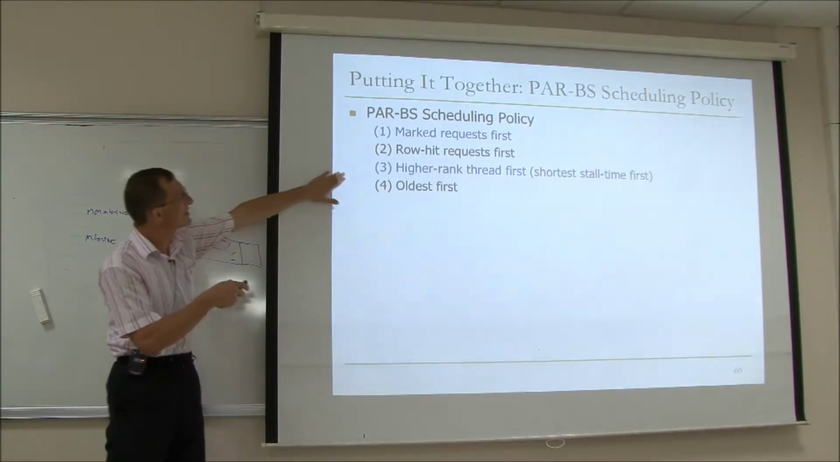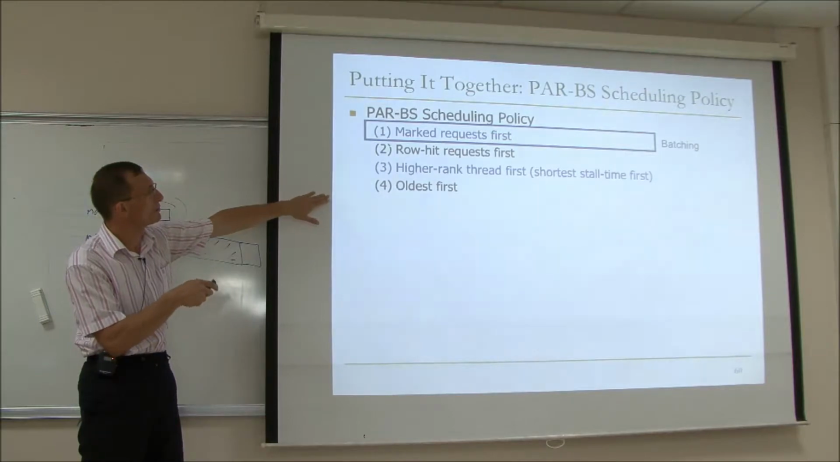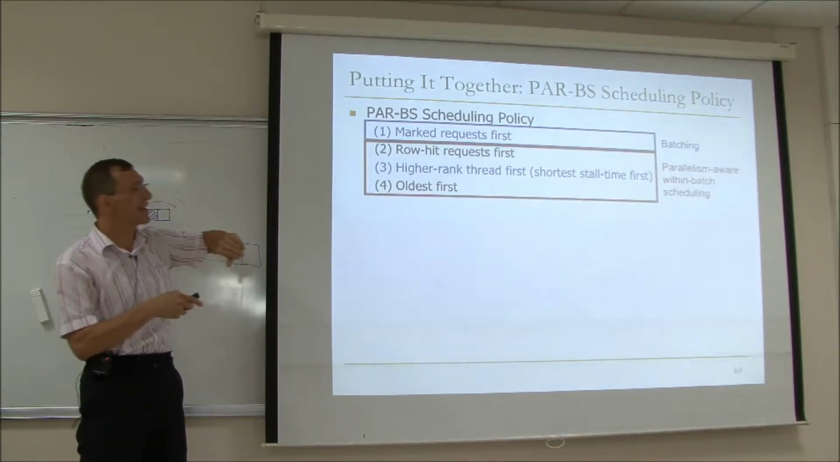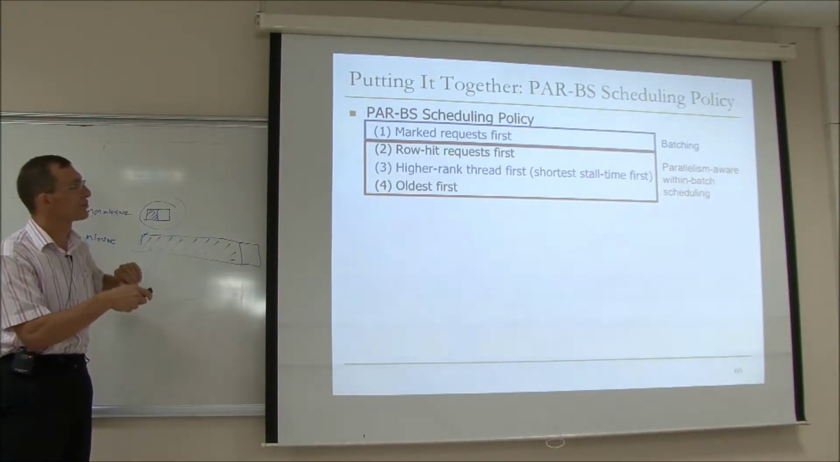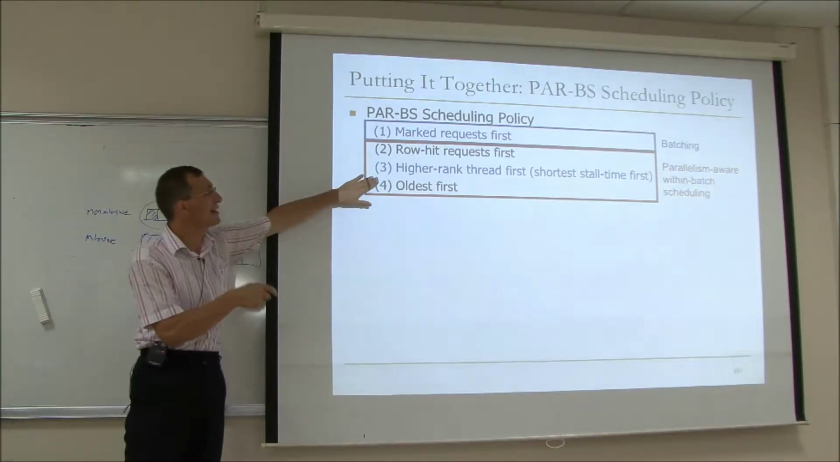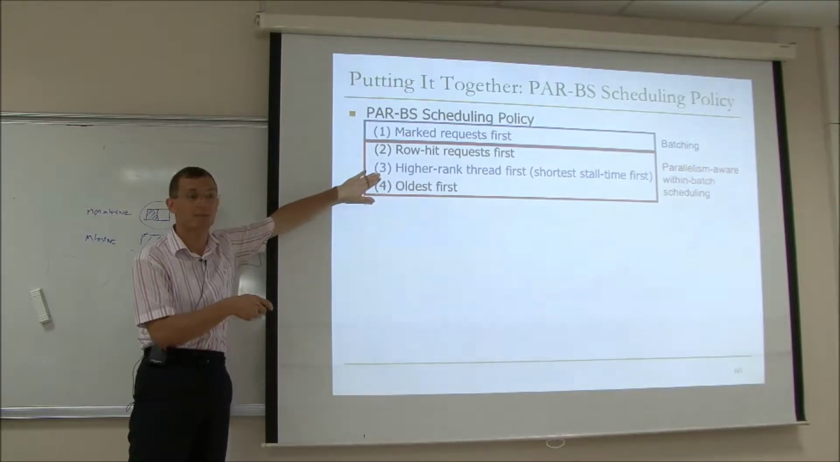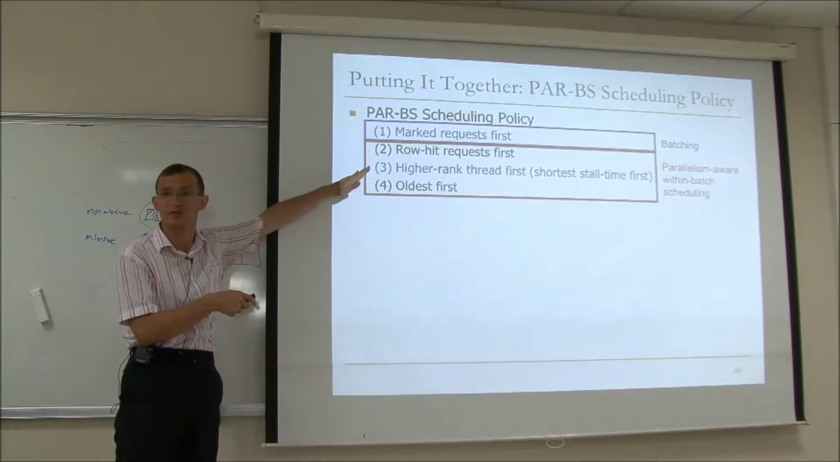What's the resulting scheduling policy? Basically, it looks like this. Marked requests are prioritized over all others. This is the batching component. And this is the rank parallelism within-batch scheduling component. So we prioritize row hit requests over others to exploit locality. And higher ranked threads are prioritized over others to exploit bank level parallelism, to do shortest stall time first. And the last priority order is oldest first, to break the ties.